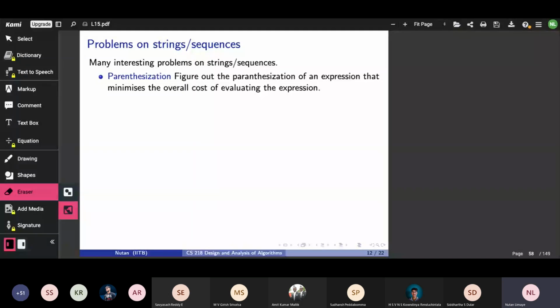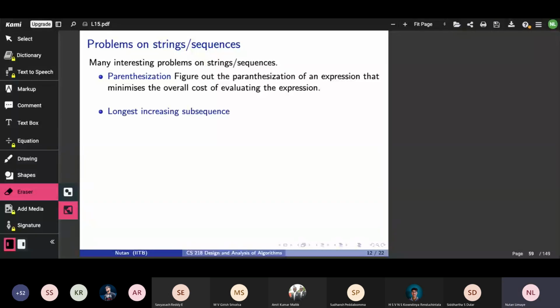But essentially, maybe you have a long expression, say, of plus and multiply and so on. And maybe certain multiplications take less time as compared to certain additions or vice versa. So suppose there are costs attached to multiplications and additions, then one could ask what is the best possible parenthesization that will minimize the cost of the overall computation of the expression. And these kinds of problems are often solvable using the dynamic programming paradigm.